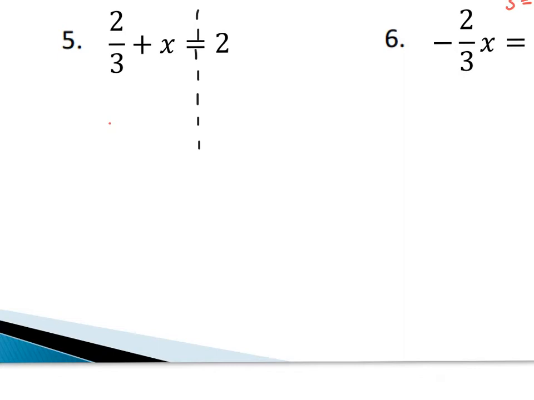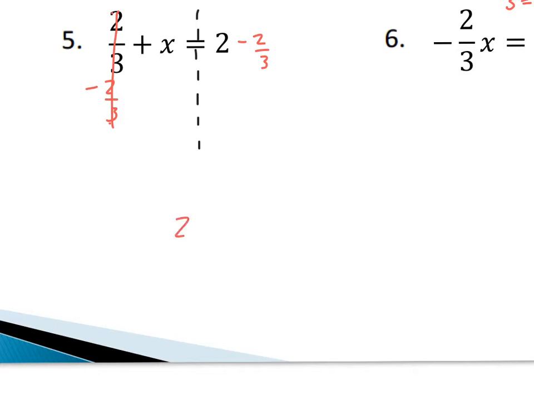I have 2 over 3 plus x. What am I doing with 2 over 3? Well, I'm adding it. So I want to make sure to get it to the opposite side. I'm going to do the inverse, which means I'm going to subtract 2 over 3, sorry. That means I'm going to subtract 2 over 3 over here. I'm going to write this down in the bottom, so follow along.